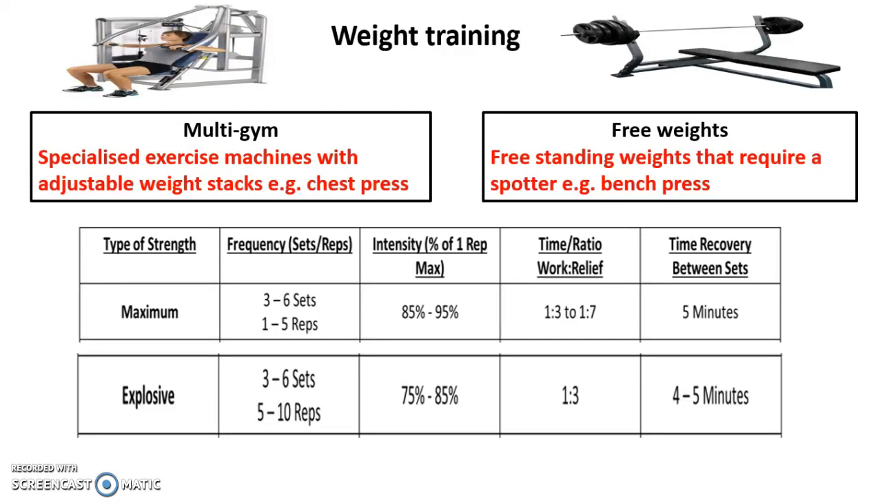As you can see, once you know maximum strength, it works off there. And then the work-rest ratio in this case is 1 to 3, and the time between sets is somewhere between 4 to 5 minutes. So that's your explosive strength.